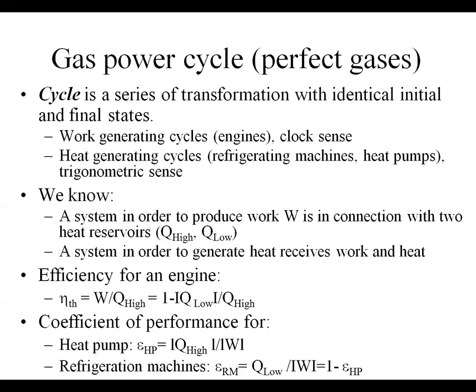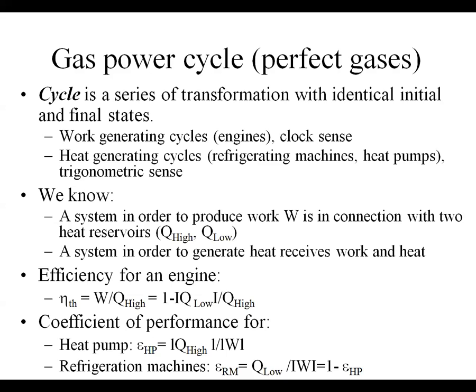Now we are going to learn about gas power cycles run with perfect gases. You know what the perfect gas is: it's a real gas, but it has a low density and low pressure, high temperature, and it has some particularities that resemble the model of the ideal gas. Cycle means a series of transformations that have the initial and final state identical. So it is when you go from A to B, and from B to C, and from C back to A. This is a cycle.